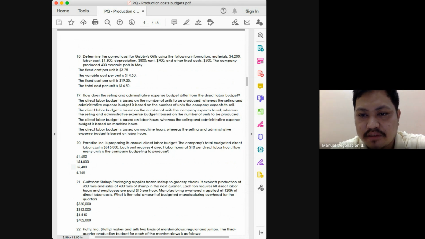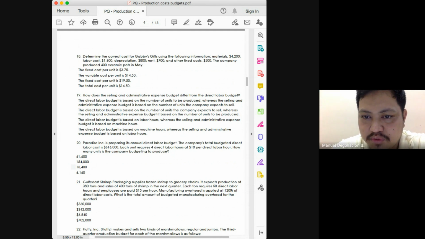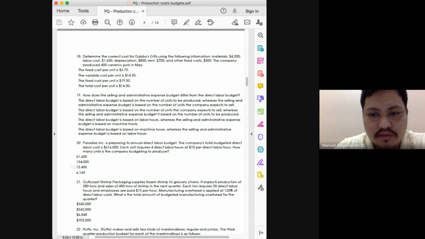First choice, the direct labor budget is based on the number of units to be produced, whereas the selling and administrative expense budget is based on the number of units the company expects to sell. Maybe in that sense, it makes sense to compare selling and administrative expenses with the direct labor budget. Okay, and that statement is actually true. Direct labor budget is based on the units to be produced, while your selling and administrative expenses would be based on the number of units that will be sold. Okay, let's just go over the other choices.